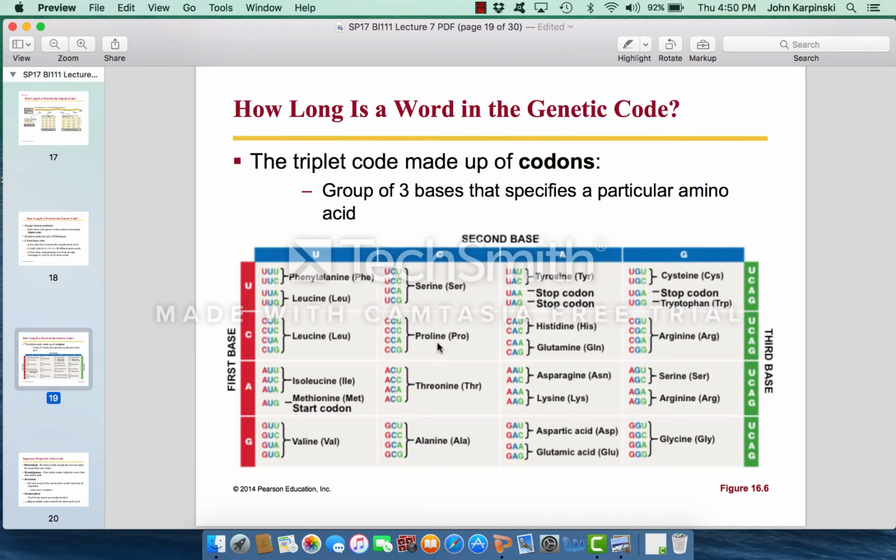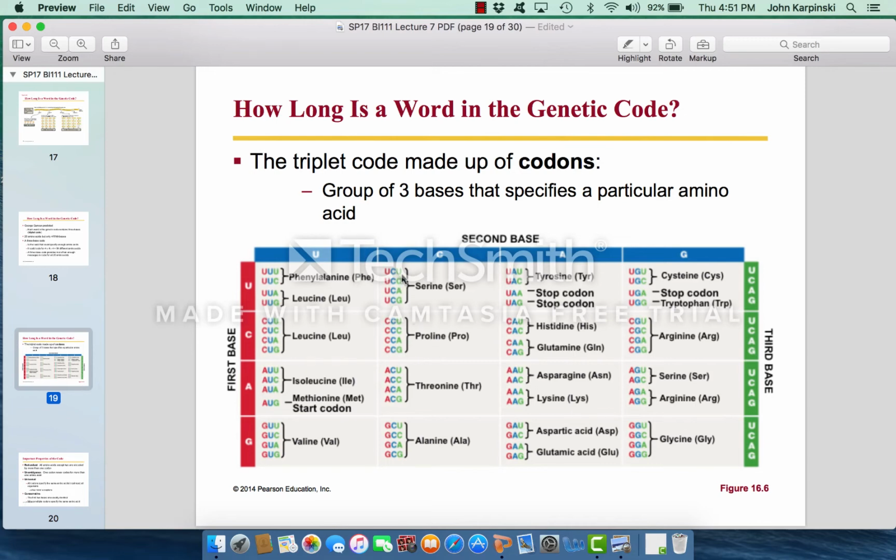Similarly, if we look down to proline, we see that all 4 of these codons start with CC. Regardless of what happens in position number 3, if you start with CC, you're going to code for a proline. Okay, so this is what we mean by conservative.